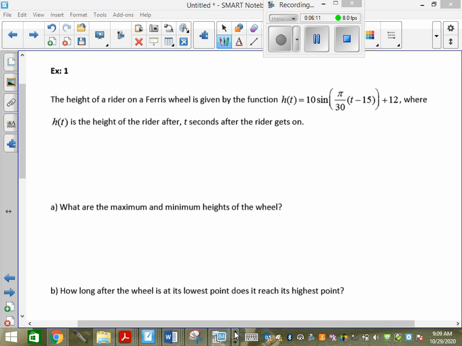So, the height of a rider on a Ferris wheel is given by the function h of t equals 10 sine of pi over 30 times t minus 15, plus 12. This is something you need to know. Word problems.